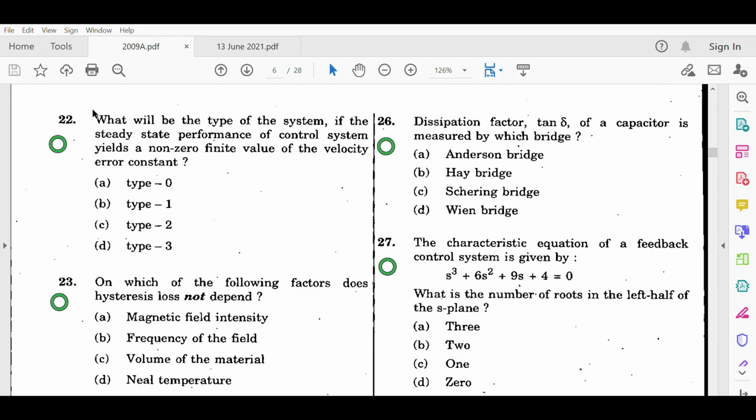We will now see the 22nd question. What will be the type of the system if the steady state performance of control system yields a non-zero finite value of the velocity error constant? They have given us 4 options: type 0, 1, 2 and 3. Let us now see the solution.